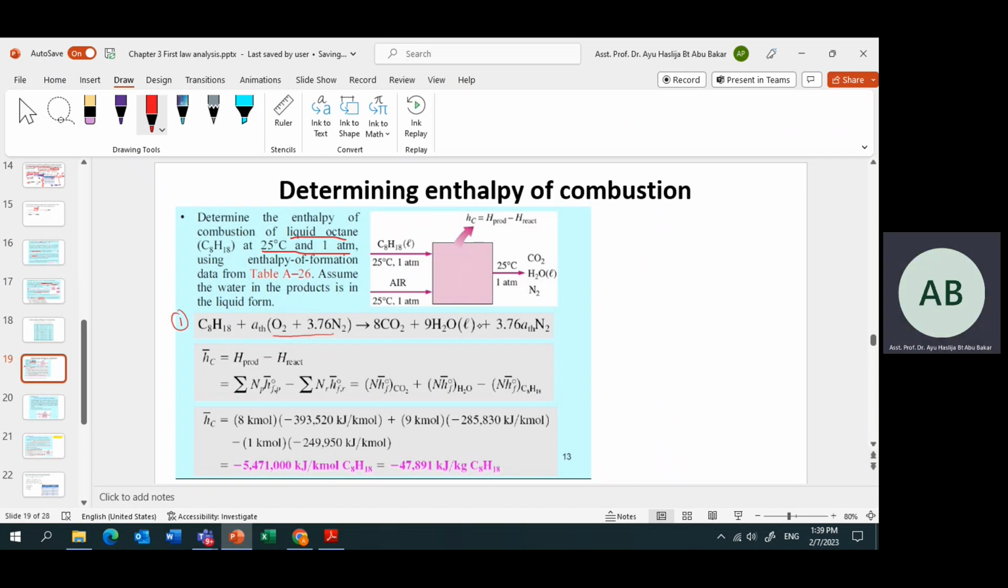First step, find the combustion equation. Generate this one first. Find out what is the A over here. From there, find out what is the mole of CO2 produced, mole of H2O liquid produced, and total mole of N2 produced.